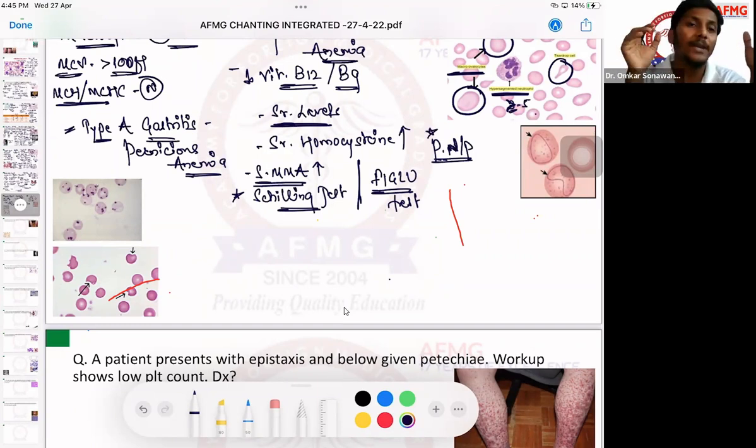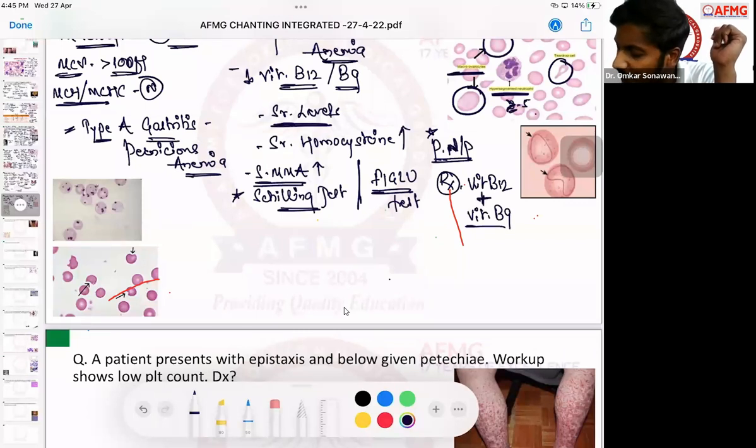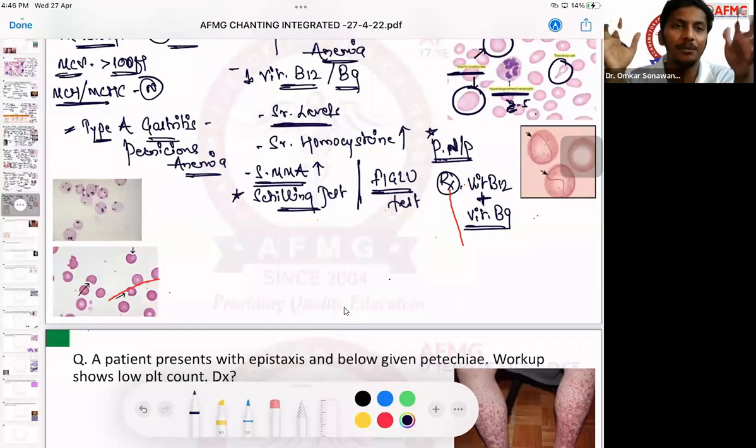So for treatment, please remember, if you diagnose megaloblastic anemia, never give folic acid alone. This is also an important question, and also important for your clinical practice. Why? Because it will improve the anemia in the patient, but it will worsen the neurological status of the patient. So always give vitamin B12 as well as vitamin B9 unless and until you are very sure about the cause. Always treat the patient of megaloblastic anemia with both vitamin B12 as well as vitamin B9.